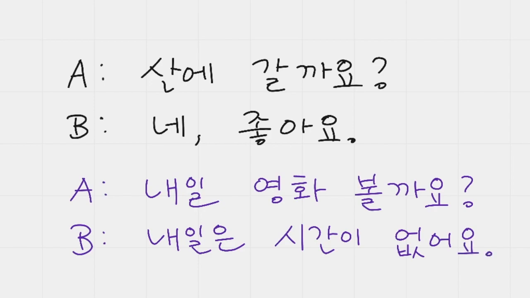What's 시간? Time. Yes. Good. So as for tomorrow, don't have time. I don't have time tomorrow. That means that when I have a time, it will be 있어요, right? So 시간이 있어요. I have time. 시간이 없어요. I don't have time.